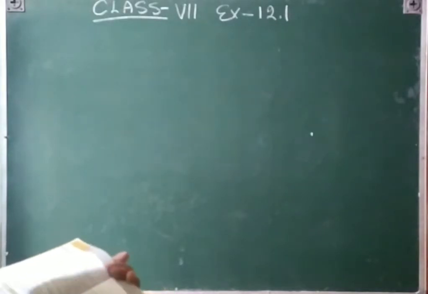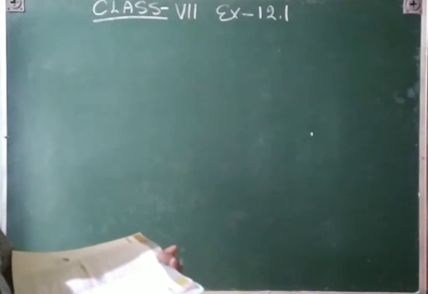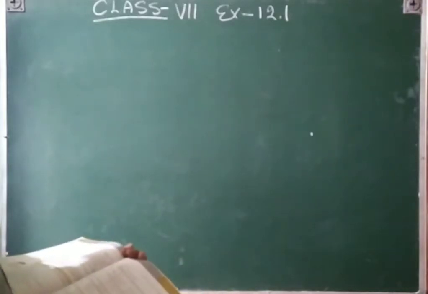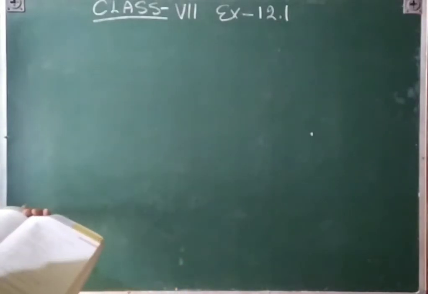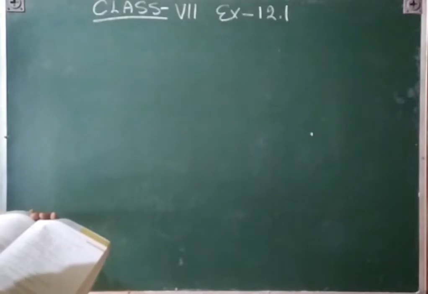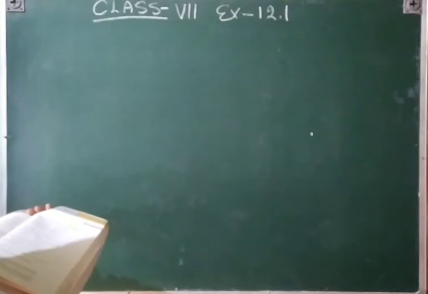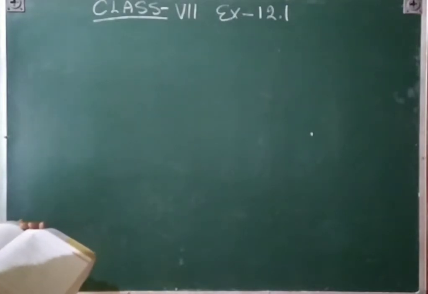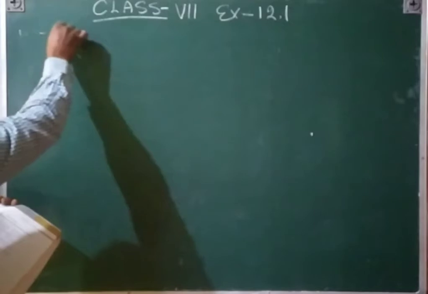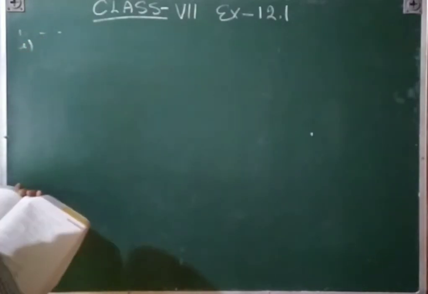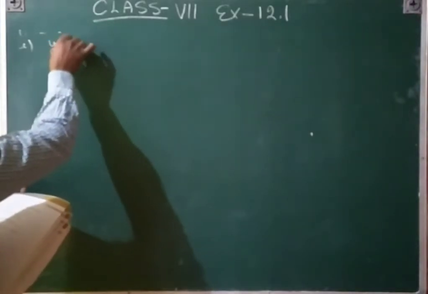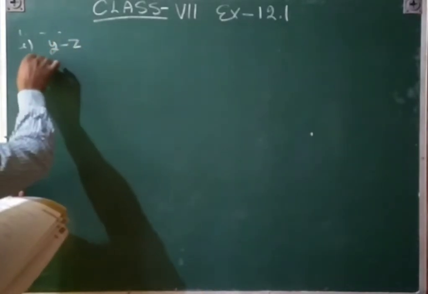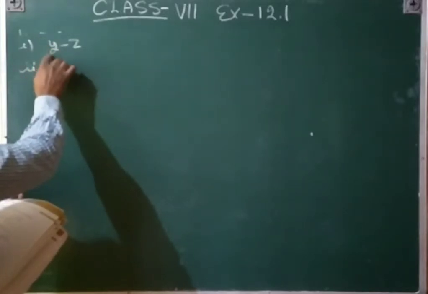Chapter 12, algebraic expressions. An algebraic expression is where we use x, y, which means English alphabet letters. So, exercise 12.1: get the algebraic expression in the following cases using variable, constant and arithmetic operations. The first part is subtraction of z from y. So y minus z.